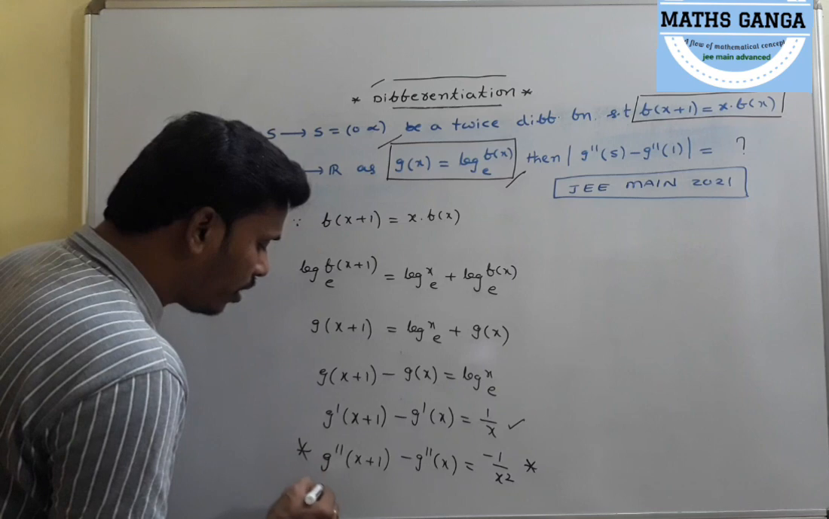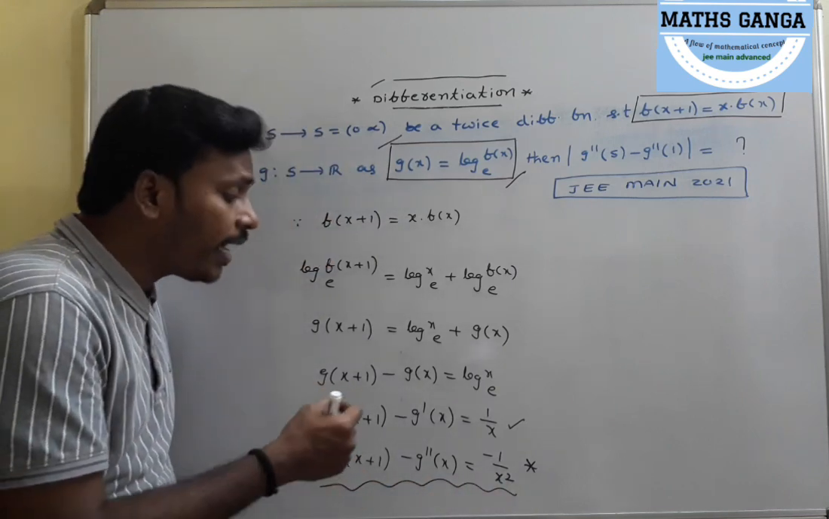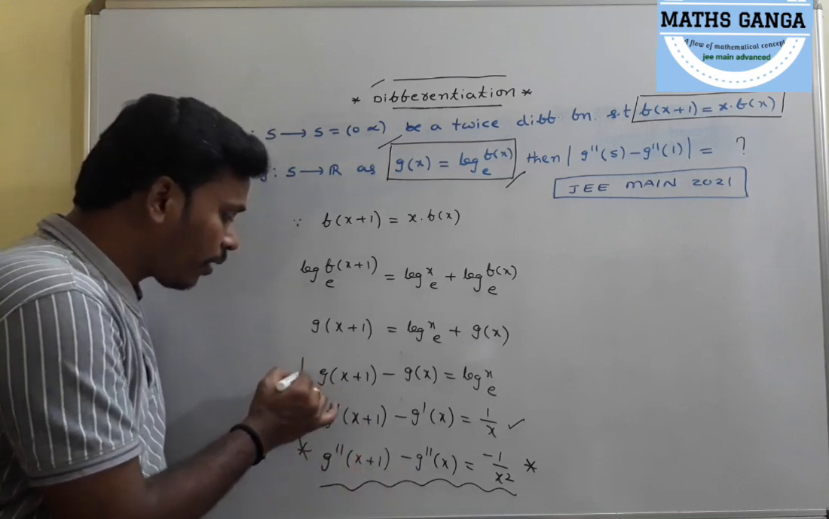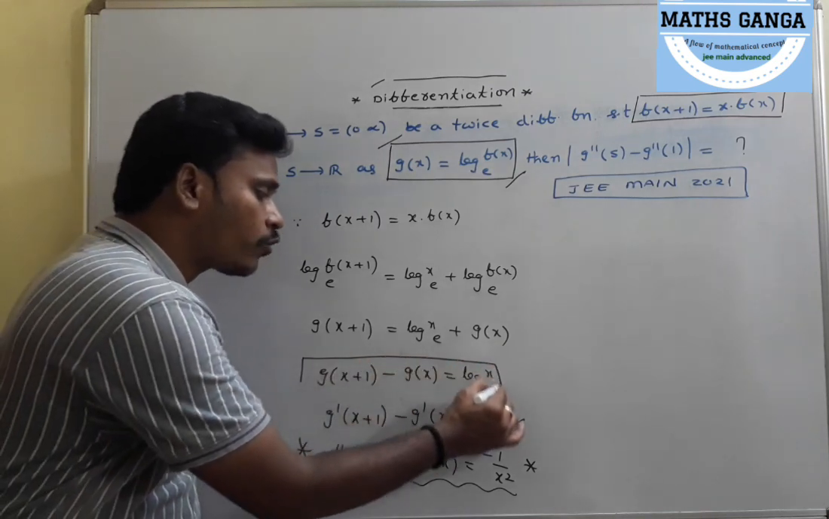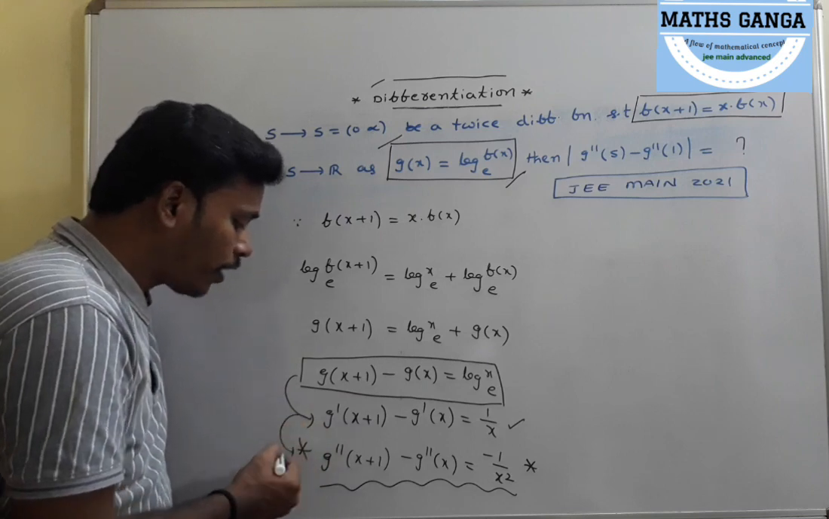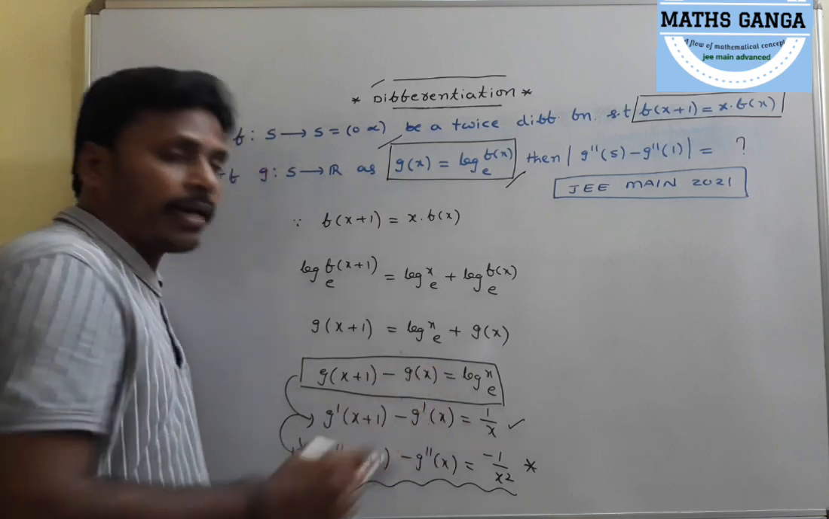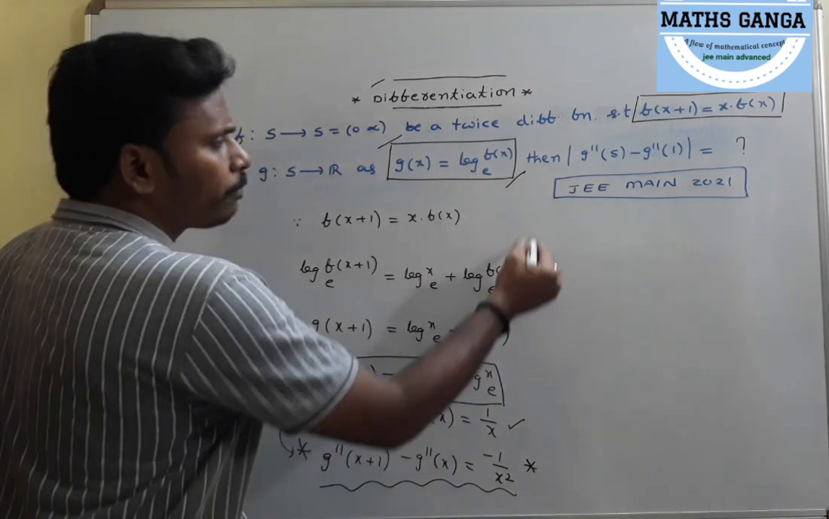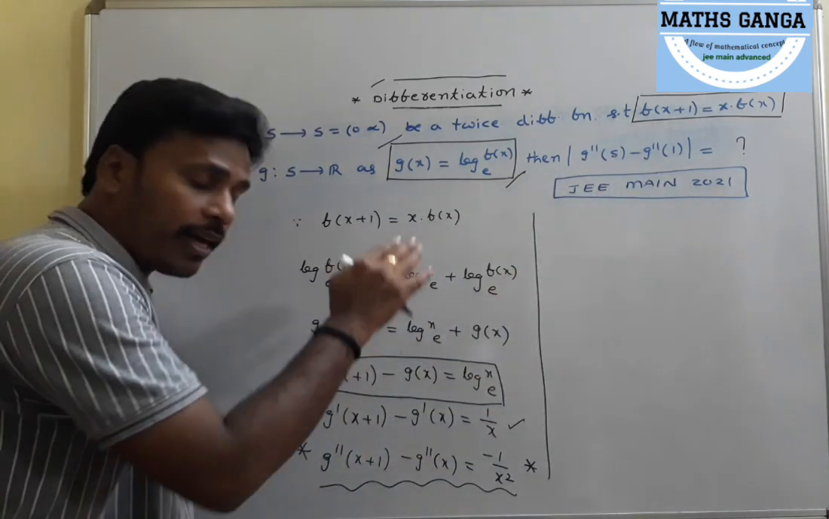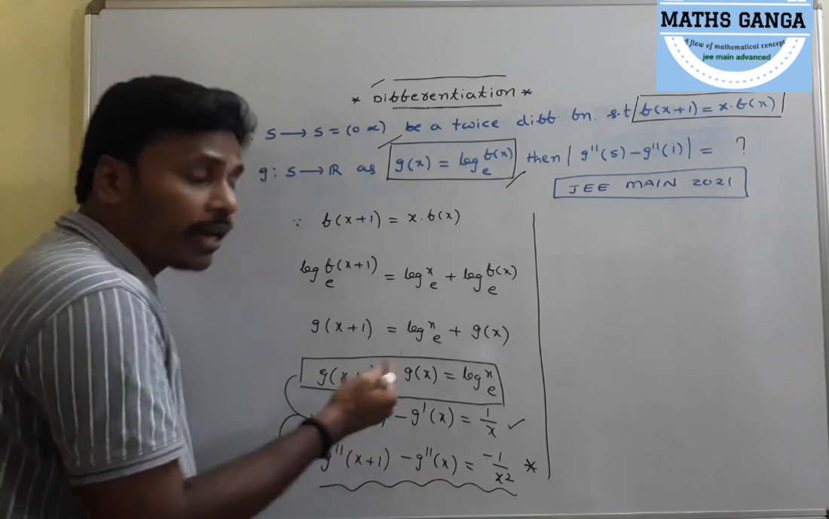And now concentrate on this relation. What is it? g double dash of (x+1) minus g double dash of x is equal to minus 1 by x square. Okay, so this is the relation between g of (x+1) and g of x. If you differentiate this, we will get this. Our task is to find g double dash of 5 minus g double dash of 1. To reach there, replace x with 1 here.